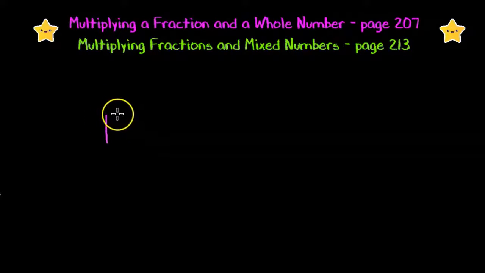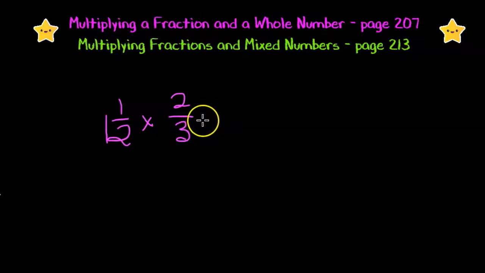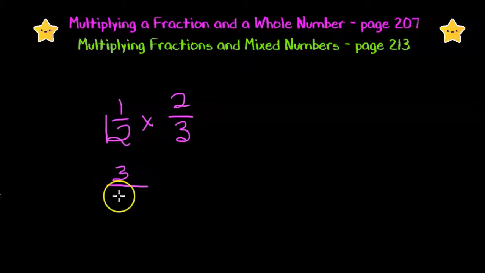So 1A. So 1A says 1 1/2 times 2/3. All right, so remember we need to change the mixed number into an improper fraction before we multiply, okay? So if we do that, I'm going to have 2 times 1 is 2, plus 1 is going to give me 3. And the denominator stays the same, so it'd still be 2. Now I can multiply that by 2/3.